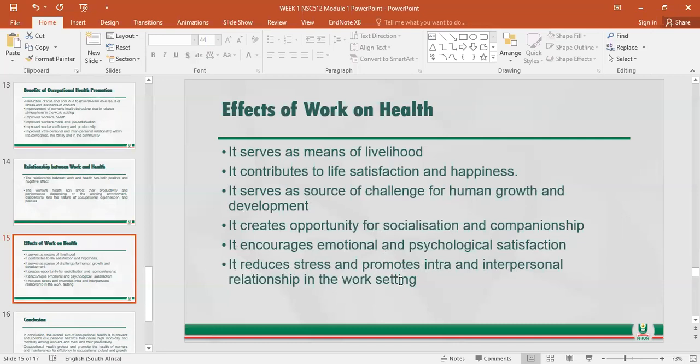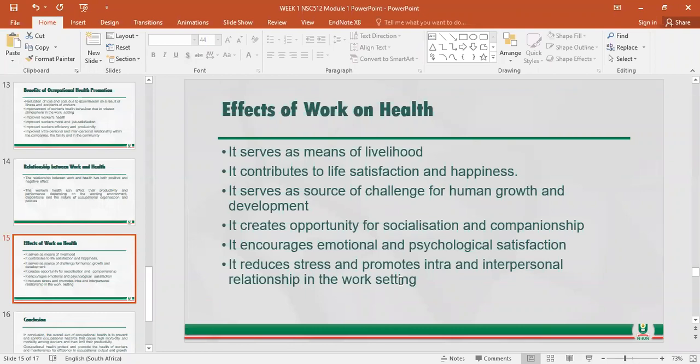We can see all these effects of work on health. When a man works and is happy doing his job, and the environment of the workplace is conducive, is hygienic, and the safety of the employee is paramount in the heart of the employer, the person not only sees his work as a means of livelihood, but rather there is satisfaction, there is happiness in what the person is doing. The person feels happy serving his employer.